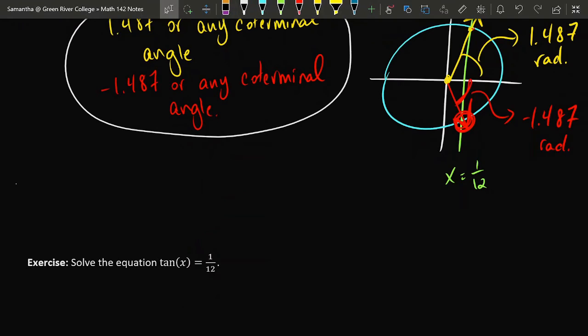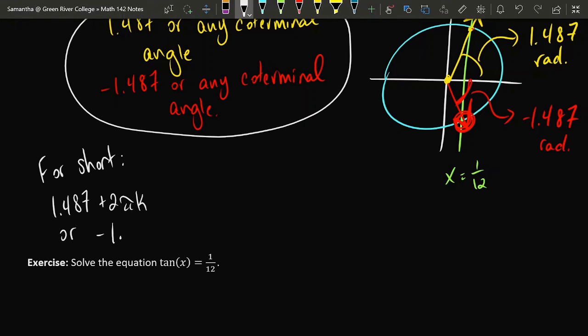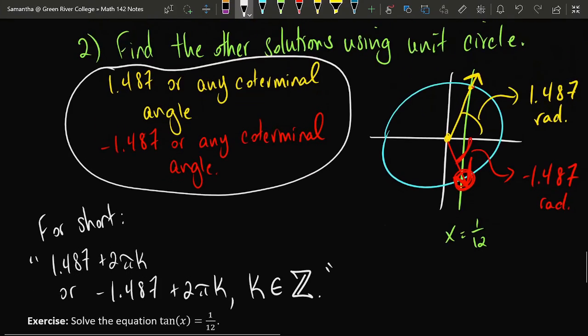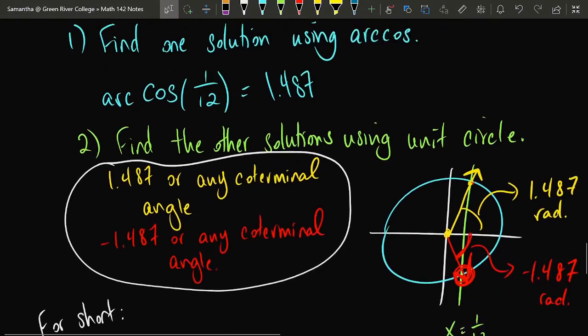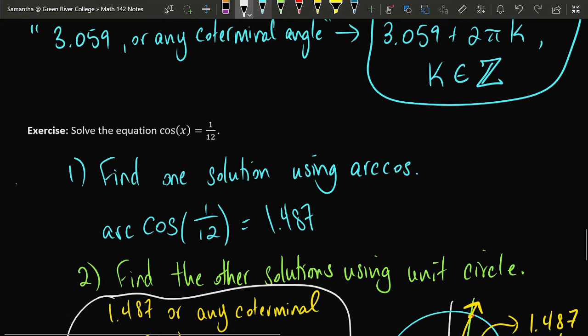If I wanted to express this in shorthand, I could say 1.487 plus 2 pi k, or negative 1.487 plus 2 pi k, where k is in the integers. This would be shorthand for what's written in English above. These are the values of x that would make the given equation a true statement.